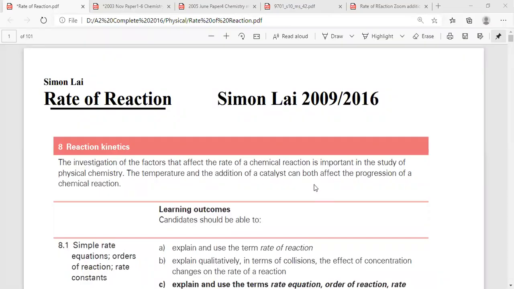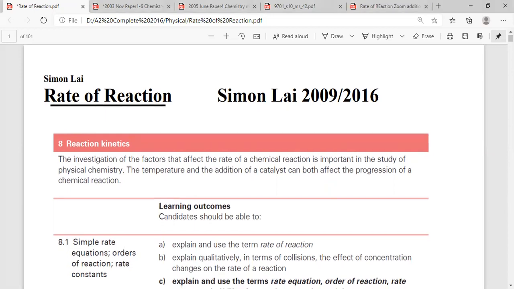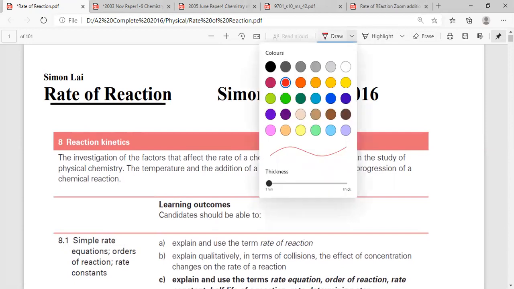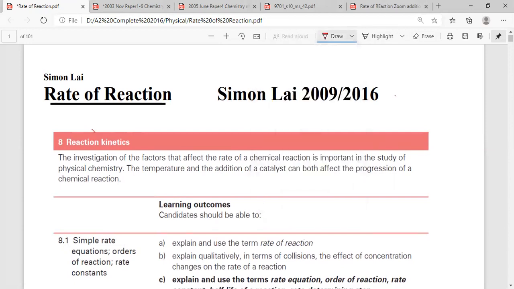Hi there. Today we're going to talk about reaction kinetics, or simply called rate of reaction. Now here they say reaction. Reaction means chemical reactions. Anything to do with chemicals, okay? Or a system, which means there must be reagents, and there must be products. Okay, so this is the reaction to talk about.